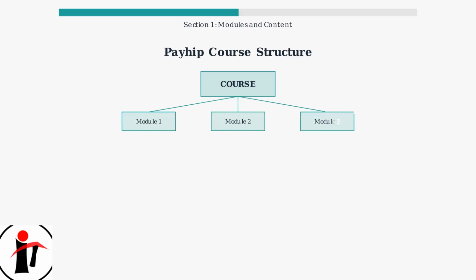Courses are divided into modules. Each module represents a major topic or learning objective within your course. Within each module, you create individual lessons. These break down your module content into digestible, focused learning segments. Finally, each lesson contains content blocks, the actual materials your students will consume, such as videos, documents, and quizzes.